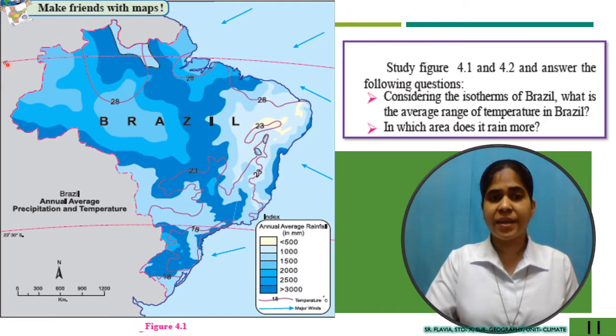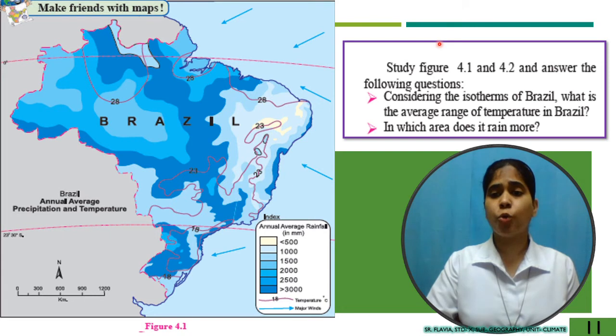Let's look at this map again. Here is the equator, and down below here you will find the Tropic of Capricorn and the South Temperate Zone. Here the temperature is very high, but as you go down, the temperature decreases. Now we shall look at study figure 401 and then later 402 and answer the following questions. The first question: considering the isotherms of Brazil, what is the average range of temperature in Brazil?